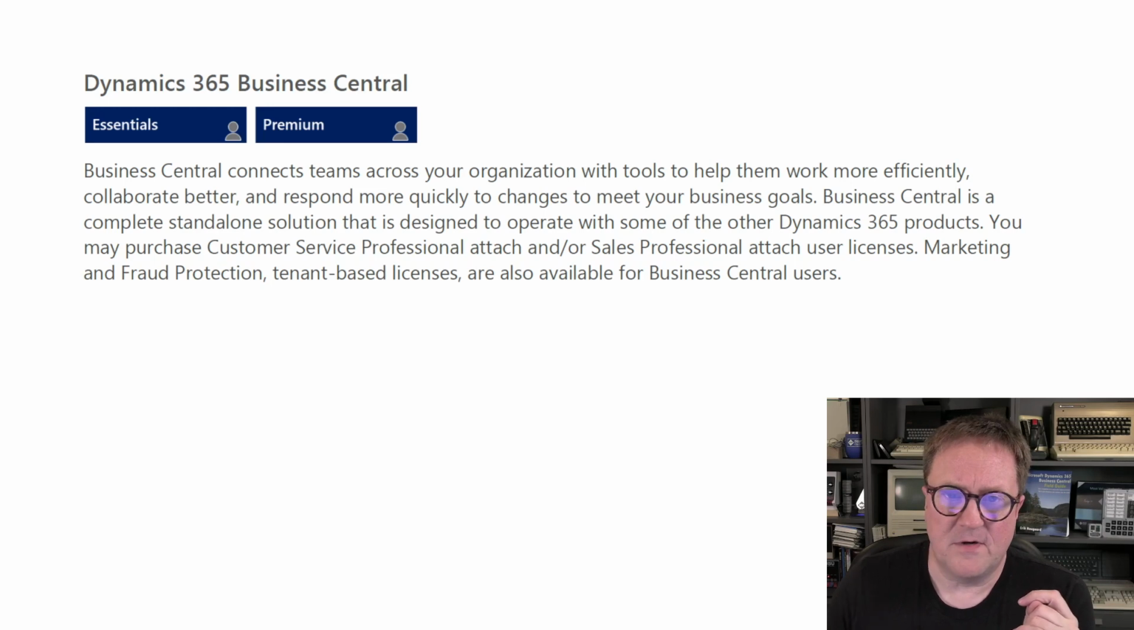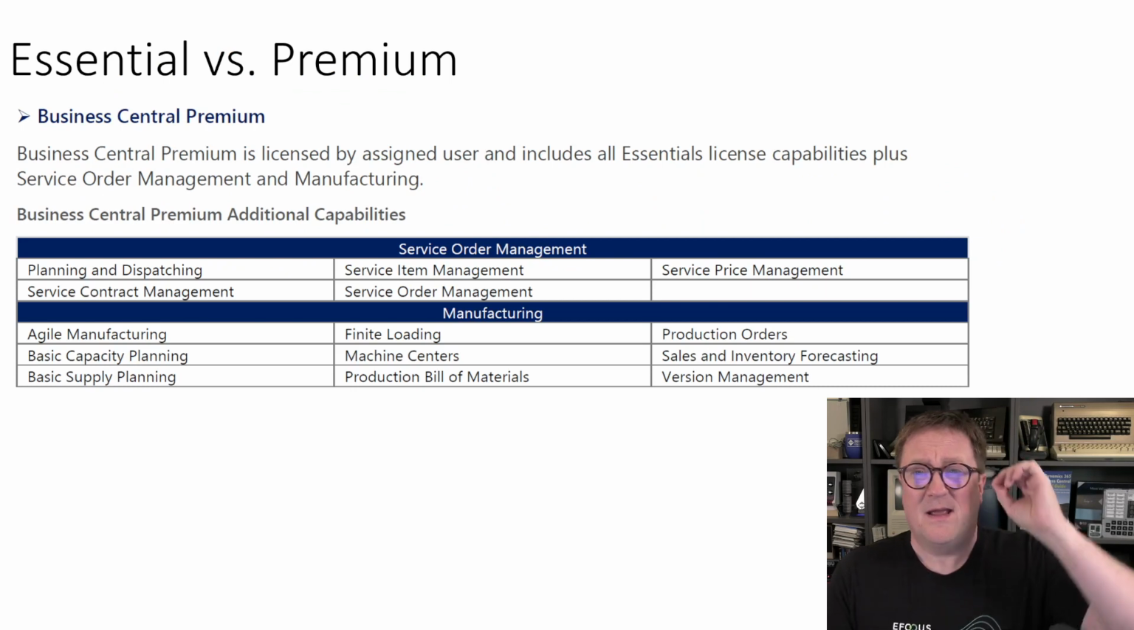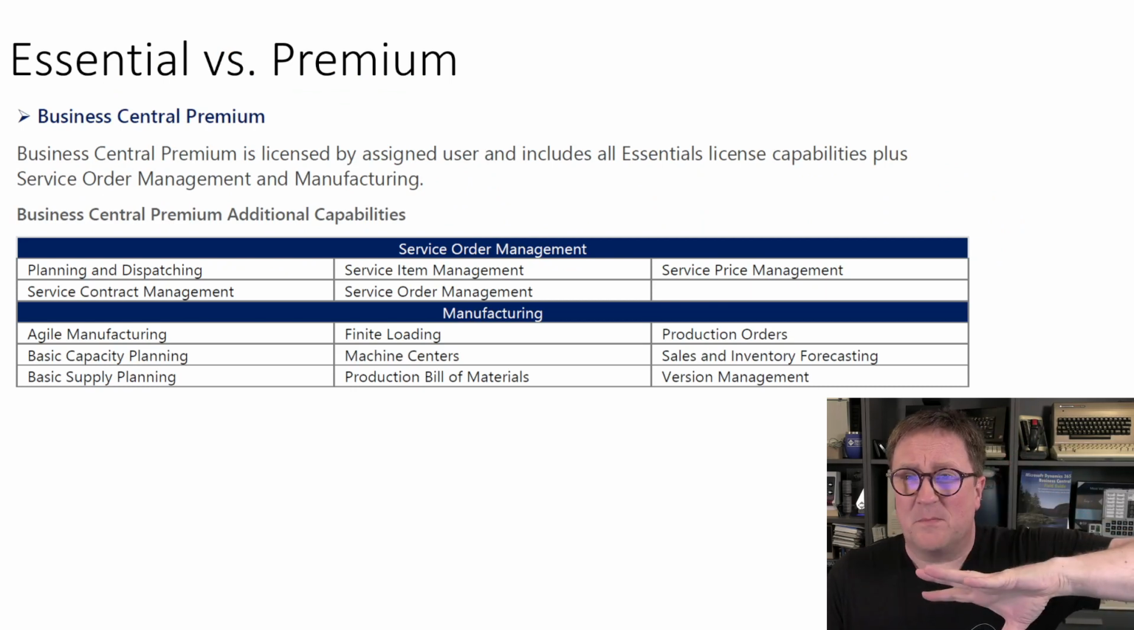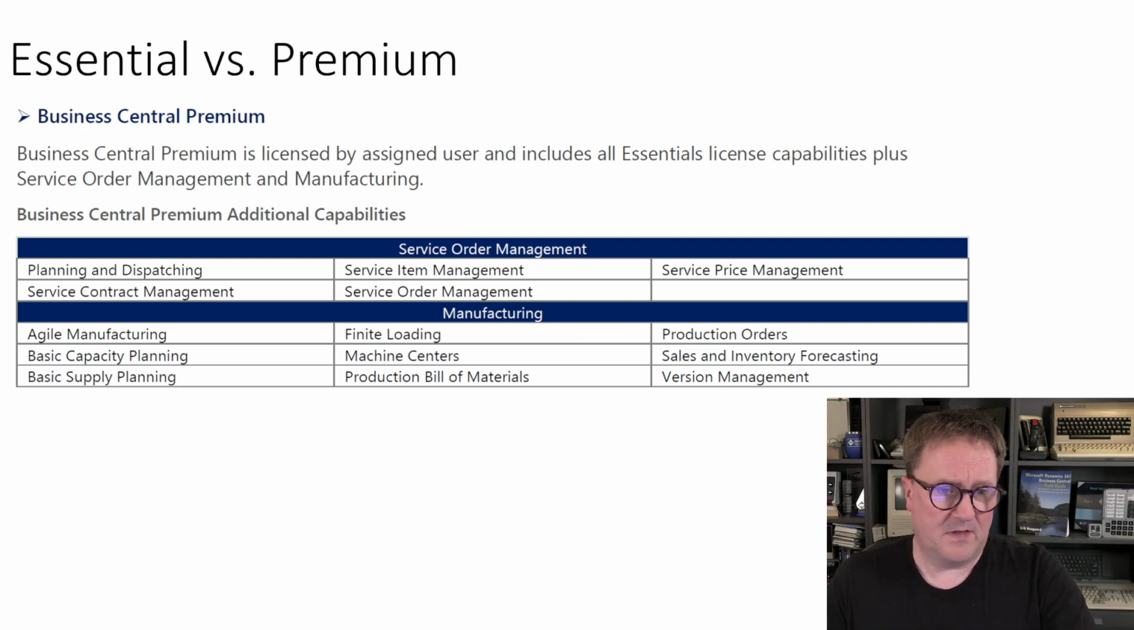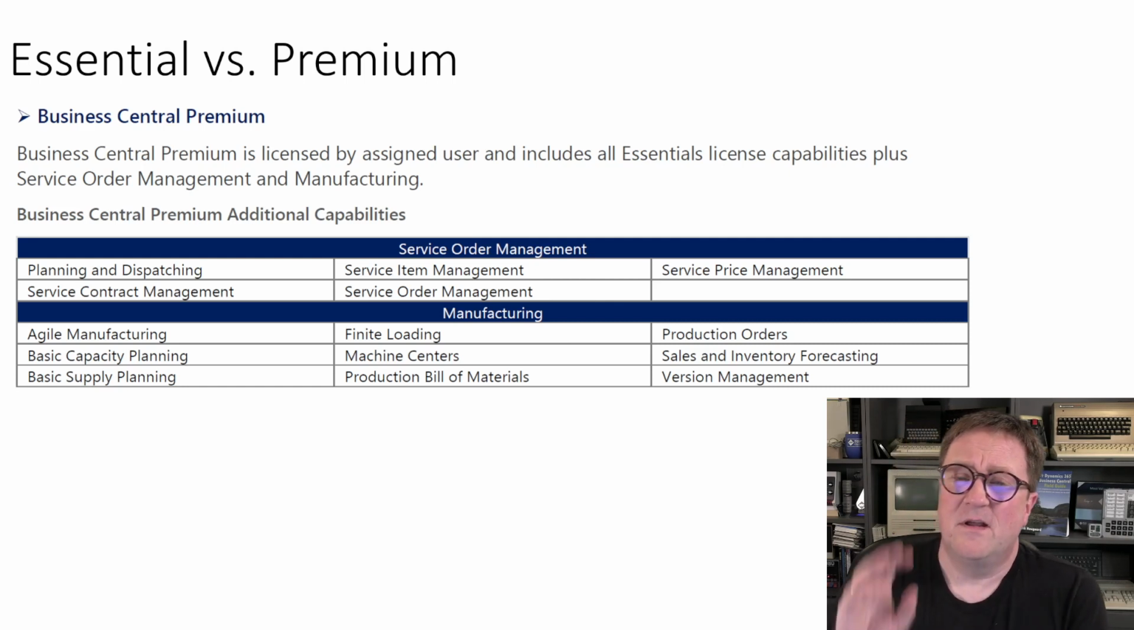And I think the first thing that we need to talk about is what is the difference between Essential and Premium? Premium is service order management and manufacturing. Everything else is covered by Essential. So unless you need service orders or manufacturing, meaning production orders and machine centers and all that good stuff, you are good with Essential. If you just need assembly orders, you are good with Essential. So only Premium if you need those two things. Everything else is covered by Essential.